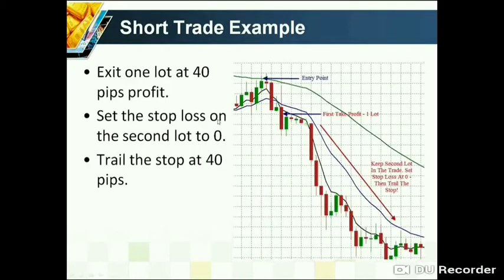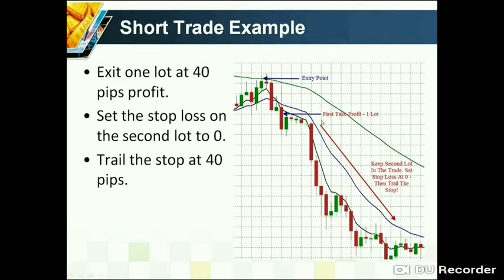Once we're in the trade, we exit 1 lot. Our first take profit level is set to 40 pips ahead, so the trade goes in our favor, and the first lot gets automatically exited with our take profit level of 40 pips. At that point, when that happens, we keep our second lot in the trade. We set our stop loss to 0 for the second lot, so we set it to the break-even point. So our stop loss would be moved up to here for the second lot. And we continue to trail our stop at 40 pips behind until the stop loss is hit.